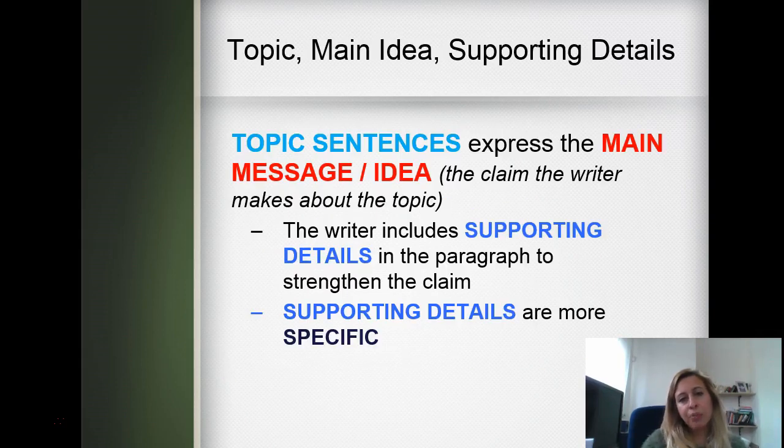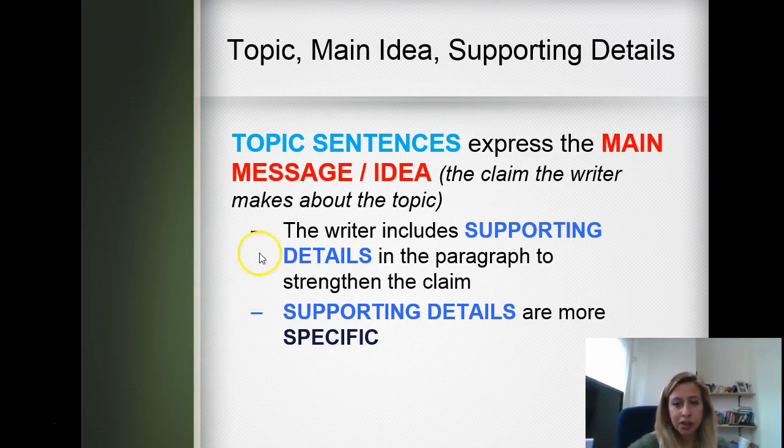Let's speak about topic, main idea, and supporting details. There's a difference between topic and topic sentence. Topic is made up of a few words or phrases, and topic sentences express the main idea, the main message, the writer's claim. And what else do we have in a paragraph?